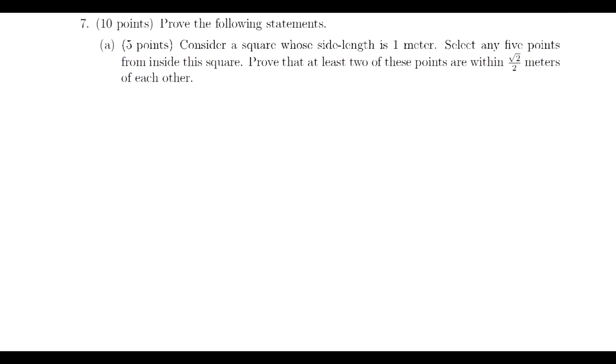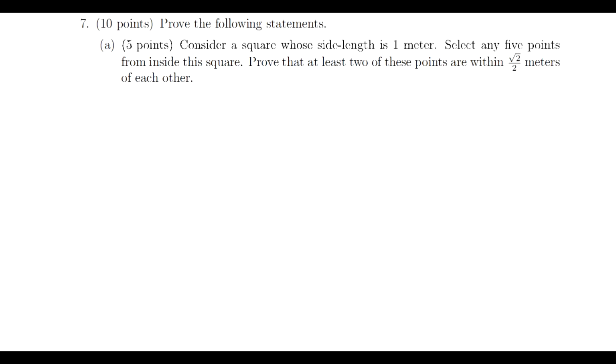Okay, enough about relations. Let's do some pigeonhole principles. Here's the question. Consider a square whose side length is 1 meter. Select any 5 points from inside the square. Prove that at least 2 of these points are within root 2 over 2 meters of each other.